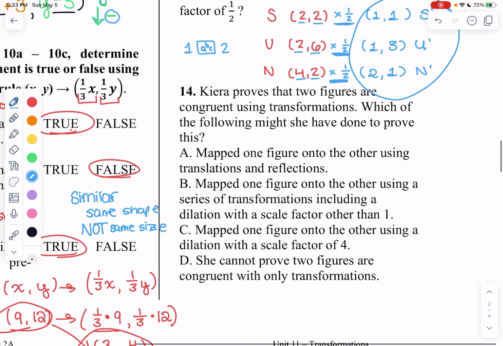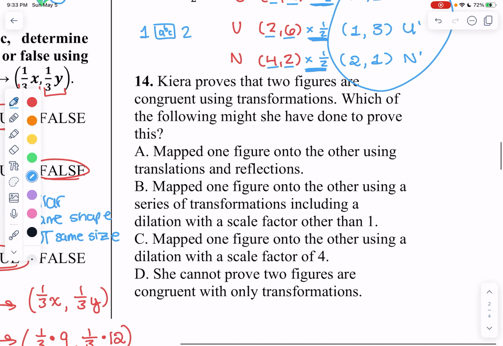Last but not least, people, Kira proves that 2 figures are congruent after using transformations. Congruent is our key word. Remember, same, same. If she finds out that they are congruent, that means that they are going to have the same shape and the same size. Which of the following might she have done to prove this? A, she mapped one figure onto the other using translations and reflections.